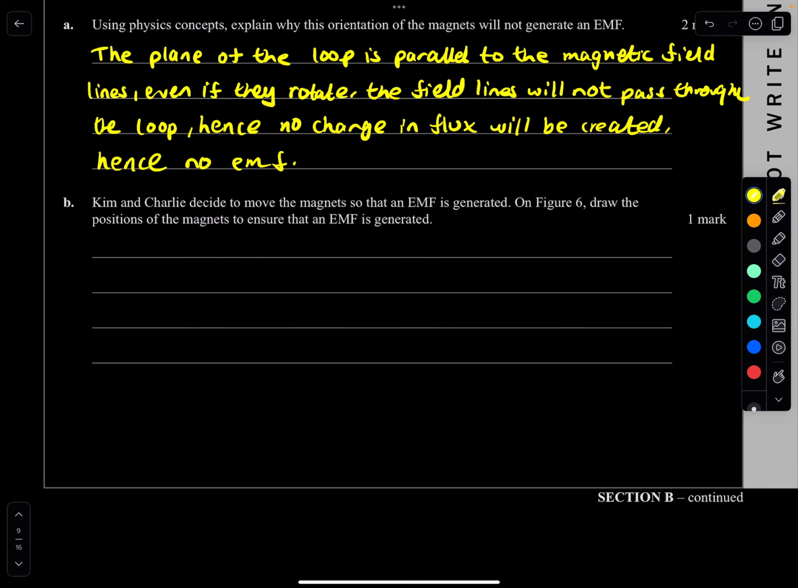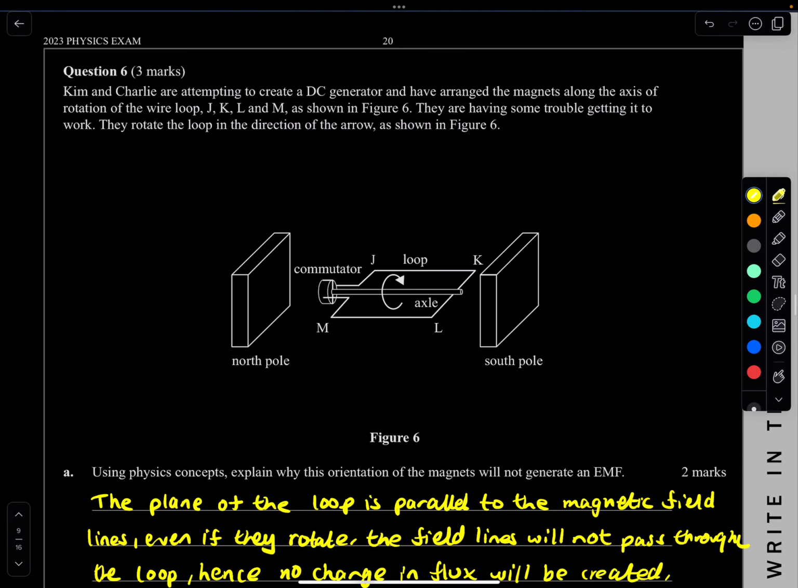B. Kim and Charlie decide to move the magnet so that the EMF is generated. On figure 6, draw the positions of the magnets to ensure that an EMF is generated. This is easy. You just need to rotate them here. Put them here. Basically. Let me draw it nicely.